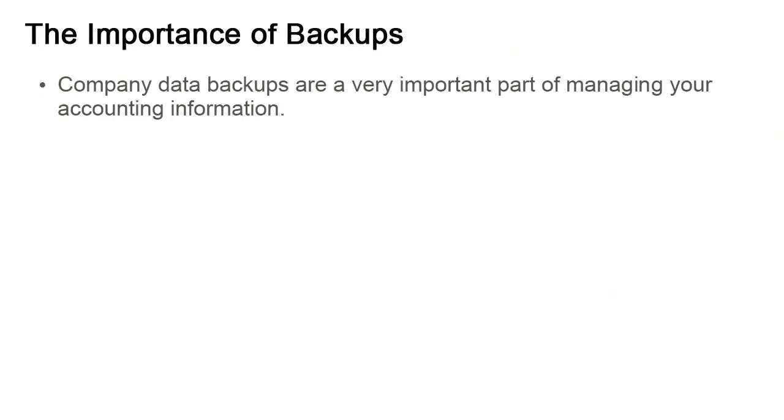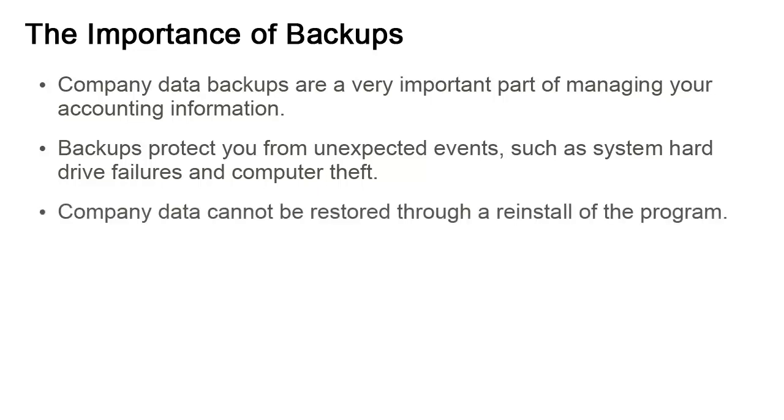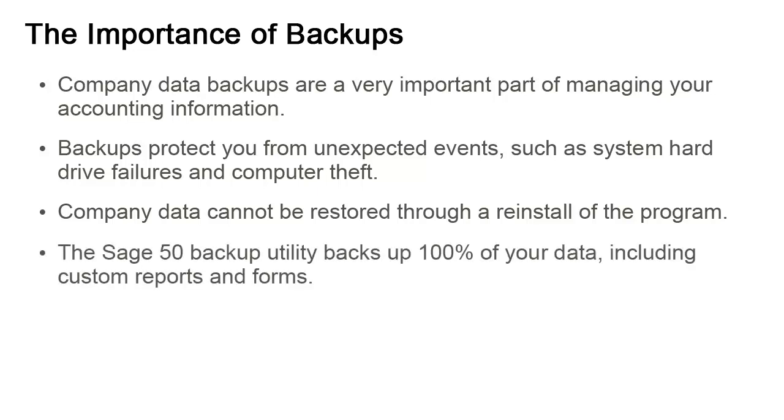Making company backups is a very important part of managing your accounting information in a software solution such as Sage 50 Accounting. Backups protect your business from unexpected events such as system hard drive failures and computer theft. Although you can always reinstall the program once your system is back up again, your critical company information cannot be restored through a simple reinstall of the program. Sage 50's backup utility backs up 100% of your company data every time that it is run. In addition to your important financial data, the backup also backs up all of your custom reports and forms.